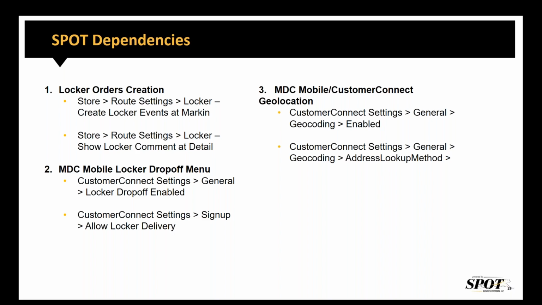So these two are available at the store route settings. Make sure you go enable those if you ever have any issues with not being able to detail an order, a locker order, and have it be recognized as a locker order.